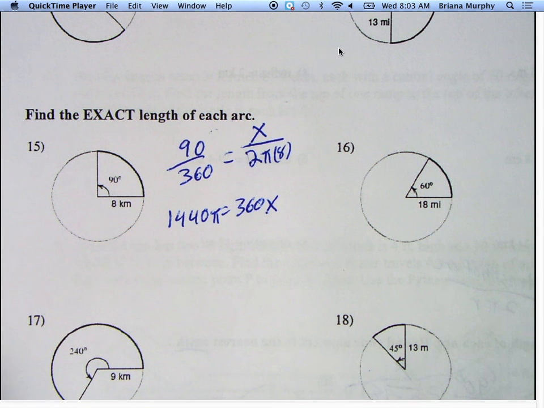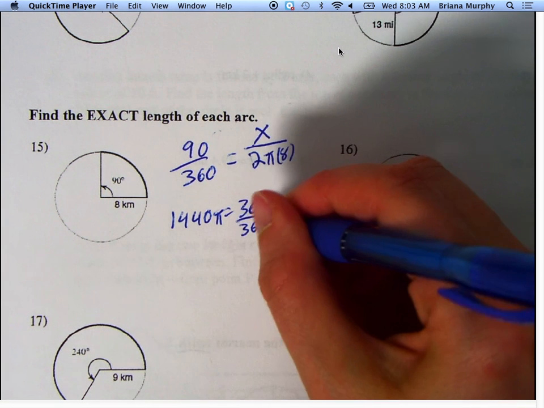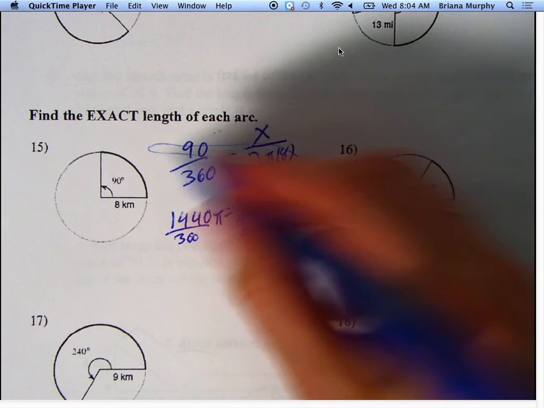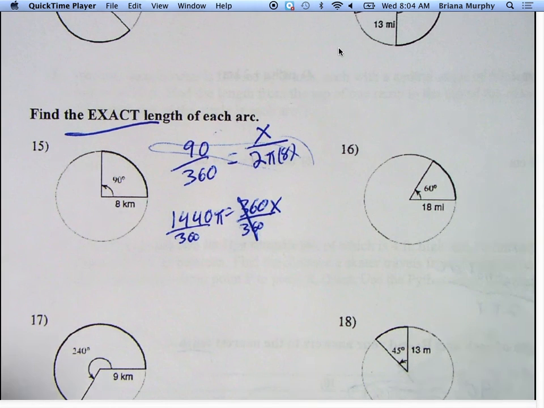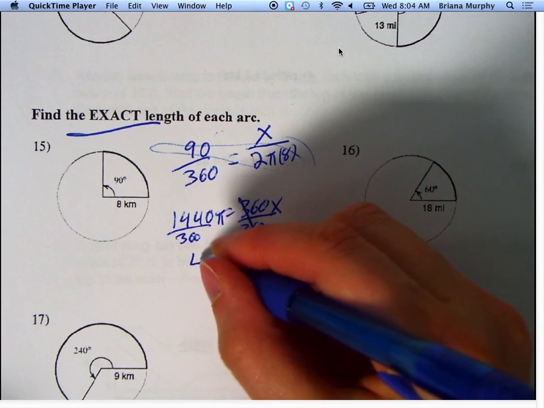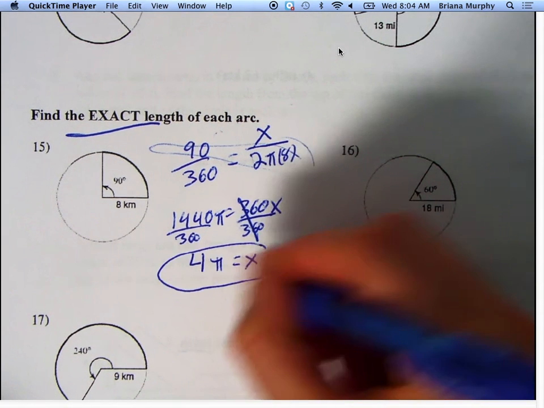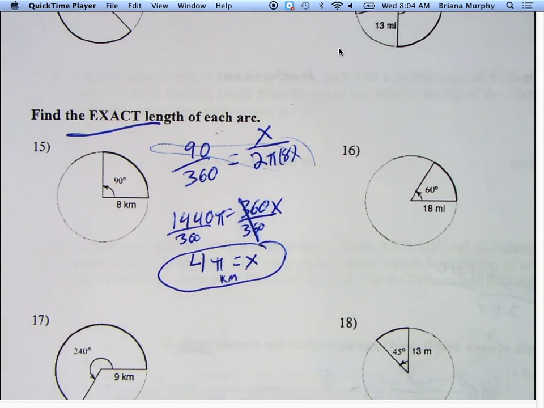Okay? I'm going to take 1,440 and divide by 360. I'm not timesing it by pi, because it says I want the exact length. Okay? So I get 4 pi equals x. That's it. That's my exact length. And that's kilometers. The only thing you do is you don't times by pi. You just bring it with you.